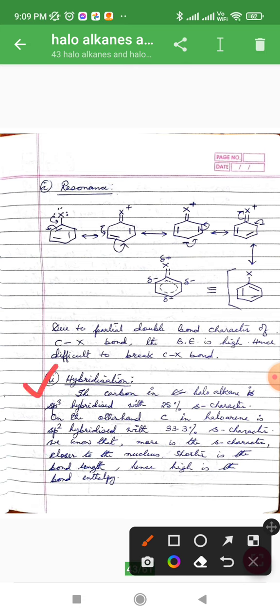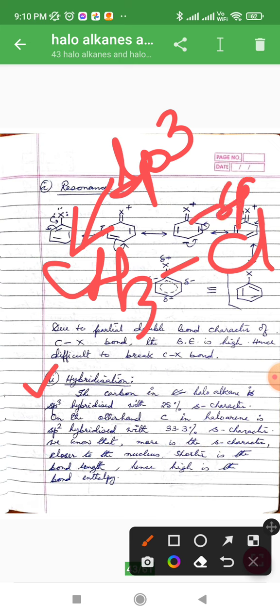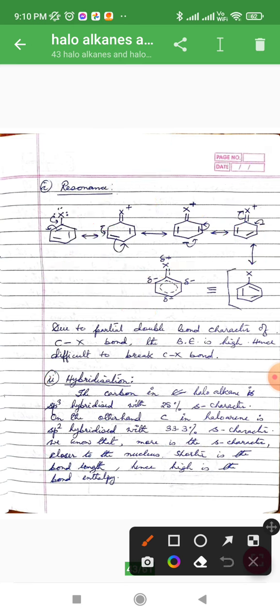The second factor is hybridization. In haloalkane, in CH3Cl, suppose the carbon out here is sp3 hybridized. But in haloarenes, the carbon out here is sp2 hybridized. So you know that when the hybridization changes, the S and P character also changes. So in sp3 hybridization, the S character is just 25%, and in sp2 hybridization, S character is 33.3%. And we know that more is the S character, closer to the nucleus, and shorter is the bond length.